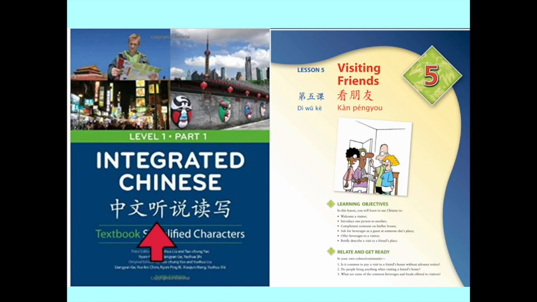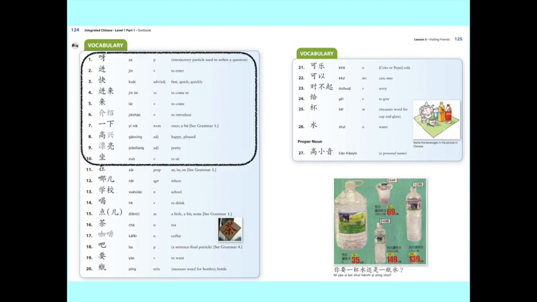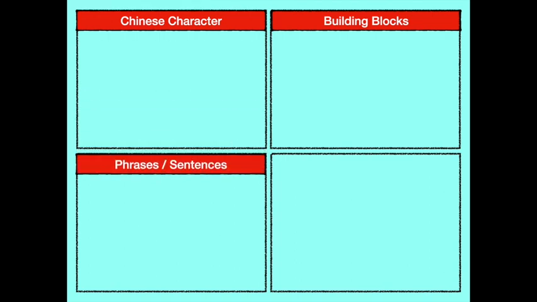中文听说读写第5课看朋友。In this video, we are going to learn 10 new words from number 1, 呀 to number 10, 坐. We are going to use 4-corner vocabulary template. The 4 corners are Chinese character, building blocks, phrases or sentences, and similar characters. Now let's get started.